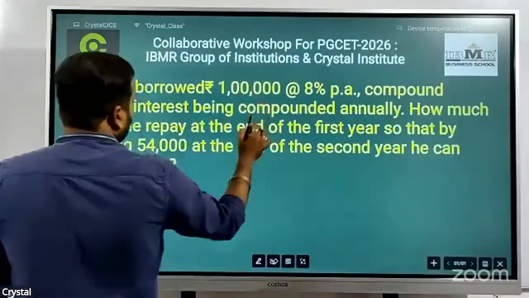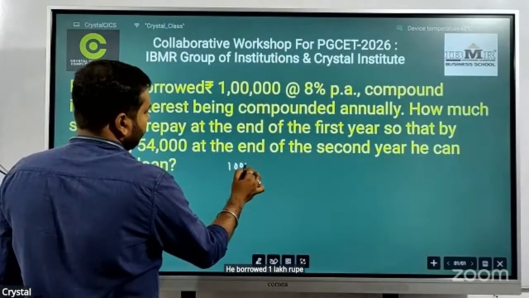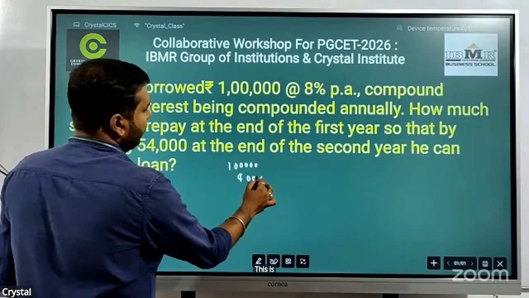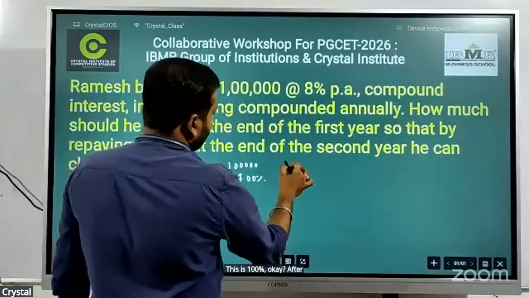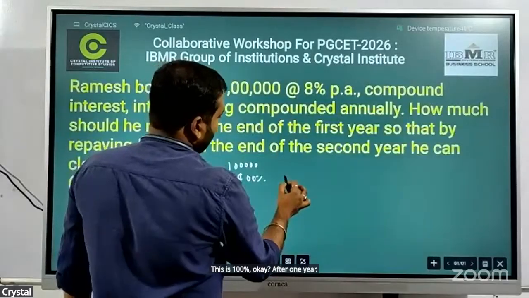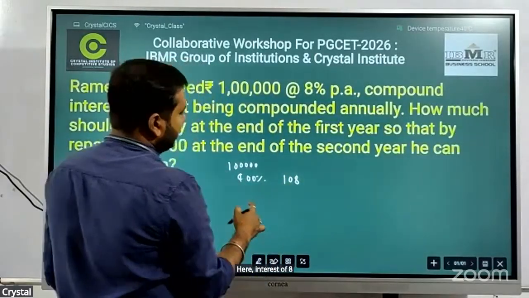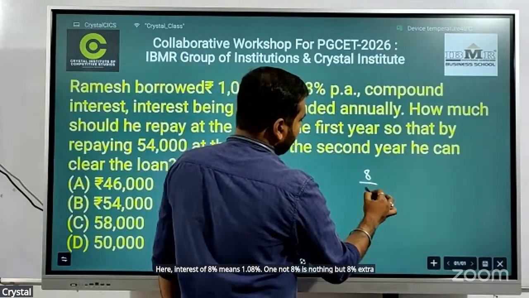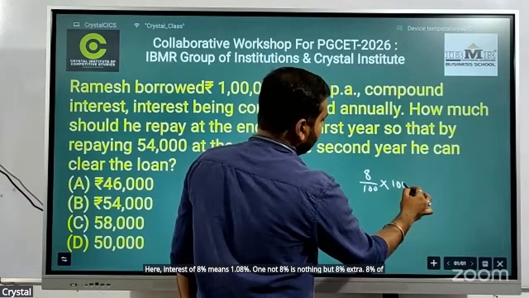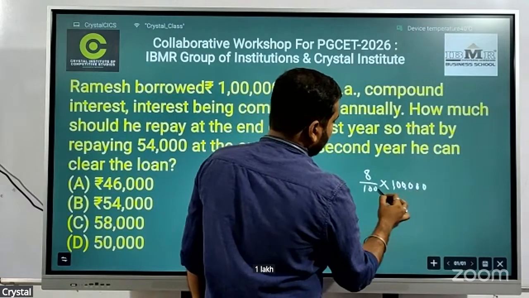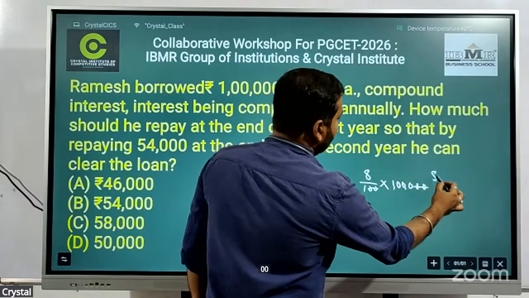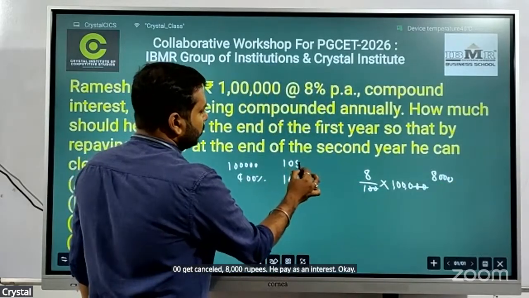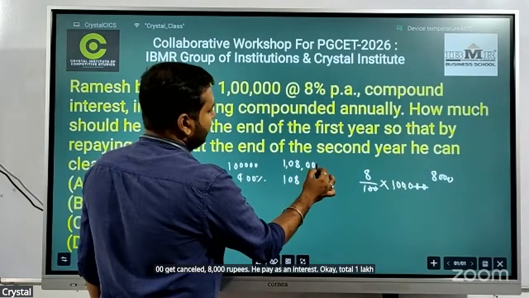He borrowed 1 lakh rupees. This is 100%. Okay. After 1 year, he has interest of 8%, meaning 108%. 108% is nothing but 8% extra. 8% of 1 lakh. Double zero gets cancelled. 8,000 rupees he pays as interest. Okay. Total 1 lakh 8,000.